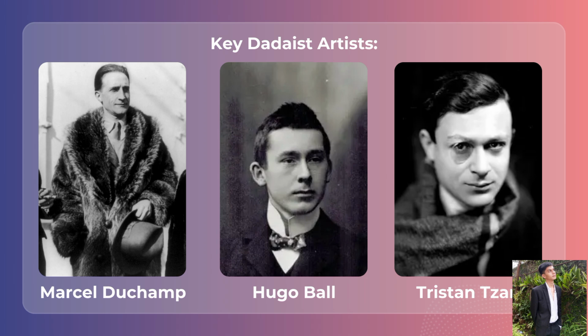So the second one is Hugo Ball, a poet, writer, and performer. Ball is credited with founding Cabaret Voltaire and writing the first Dadaist manifesto. He also explored the possibilities of sound poetry. So the third one is Tristan Tzara, a Romanian poet and playwright. Tzara is considered one of the key figures in the Dadaist movement. He wrote several Dadaist manifestos and was a vocal advocate for the movement's anti-art principles.